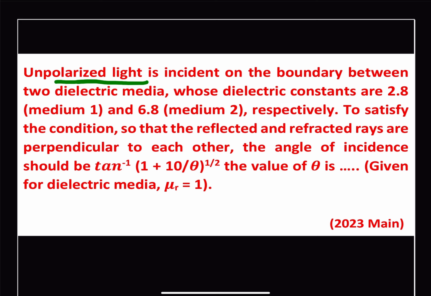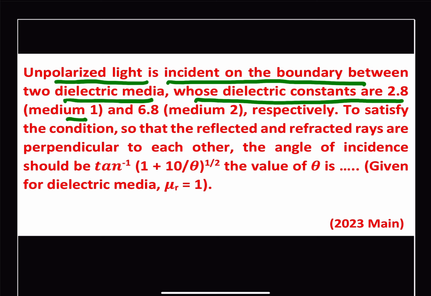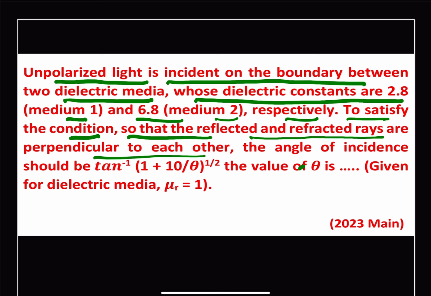Unpolarized light is incident on boundary between two dielectric media whose dielectric constant is 2.8, that is medium 1, and 6.8, medium 2 respectively, to satisfy a condition so that the reflected and refracted rays are perpendicular to each other. The angle of incidence should be tangent inverse of (1 plus tan theta) whole raised to power 1 by 2. The value of theta is given. Dielectric media is having a relative dielectric constant, relative permeability is given as 1.